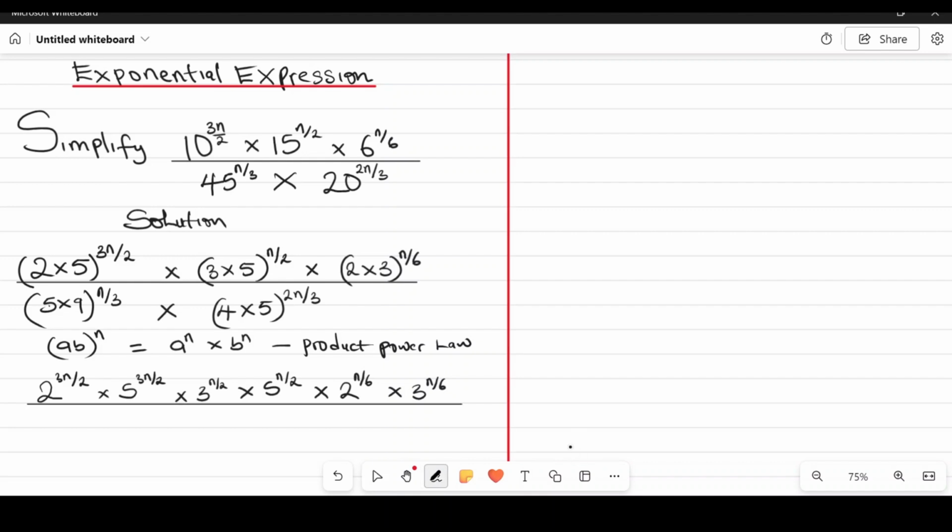So we arrive at 5 raised to the power of n divided by 3, multiplied by 9 raised to the power of n divided by 3, times 4 raised to the power of 2n divided by 3, times 5 raised to the power of 2n divided by 3. So we have been able to express our expression using the product power law.